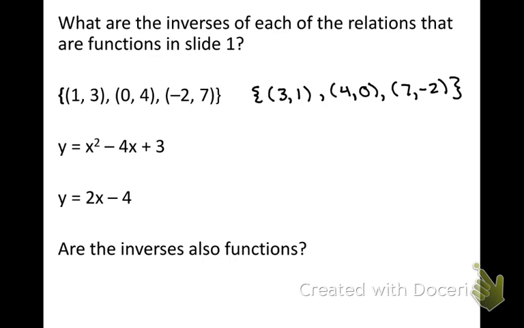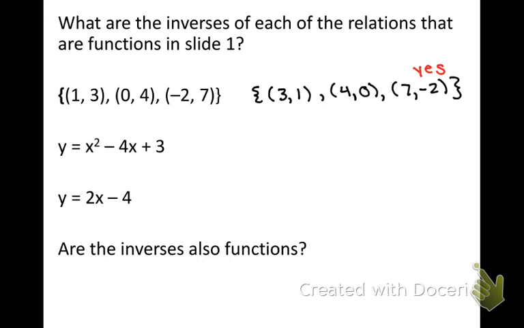Now, let's think about this inverse we just came up with. Is it also a function? Yeah, it is, because each of my new input values is paired with exactly one output value. So this is also a function.